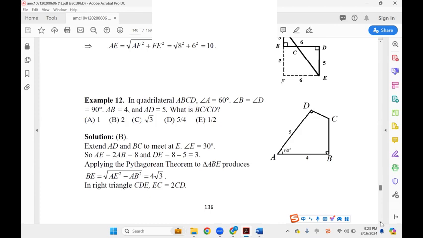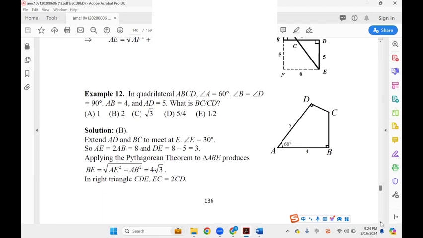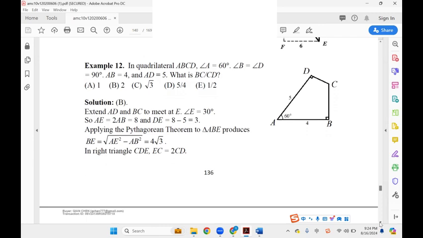Right. And then, okay, this is 90, this is 90. AB is equal to 4. AD is equal to 5. You want to know BC divided by CD. So what did he do?